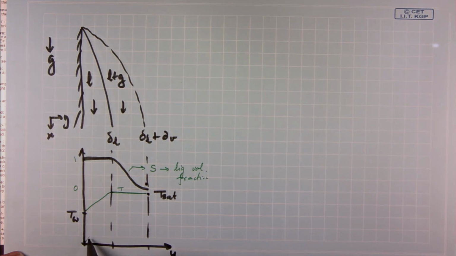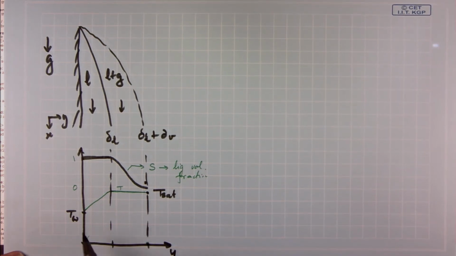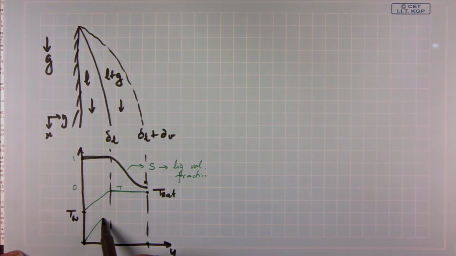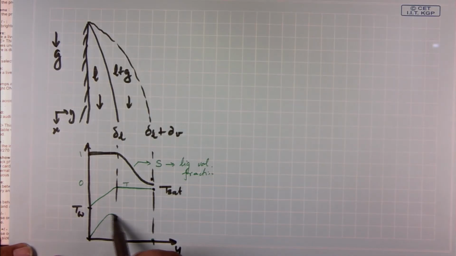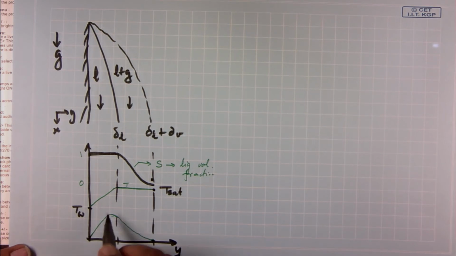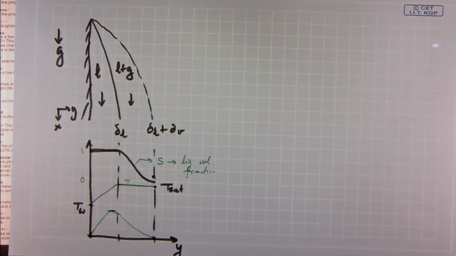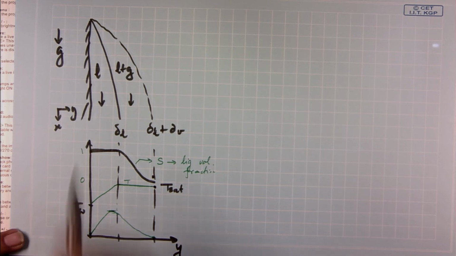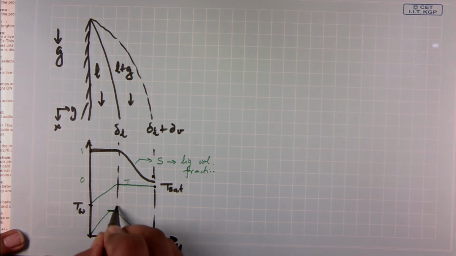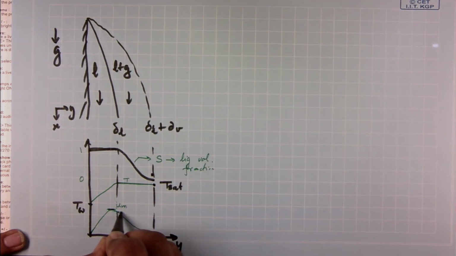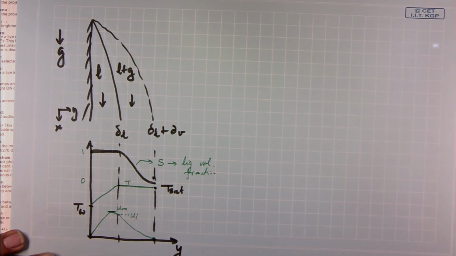Velocity is definitely 0 over here, and it is 0 over here. So, typically the velocity goes down like this. This maximum value happens a little before the liquid film. It starts to decelerate before, and so this is your u max and this is your u at the interface, clear.